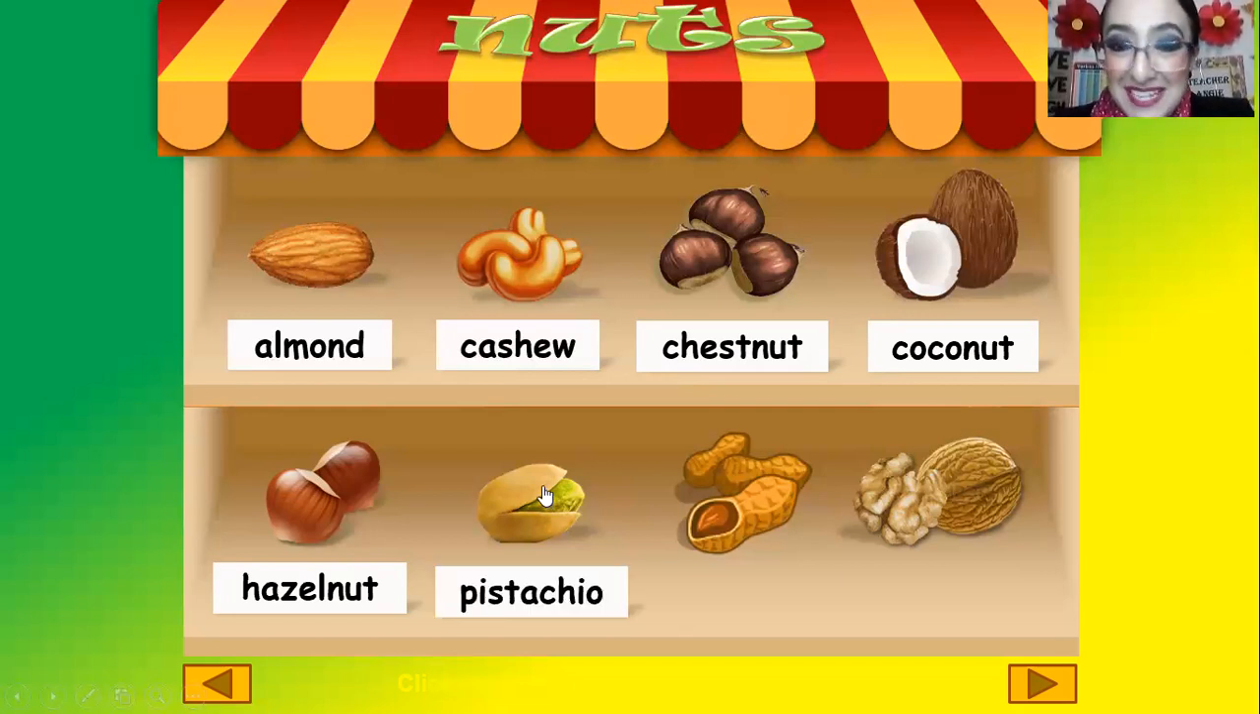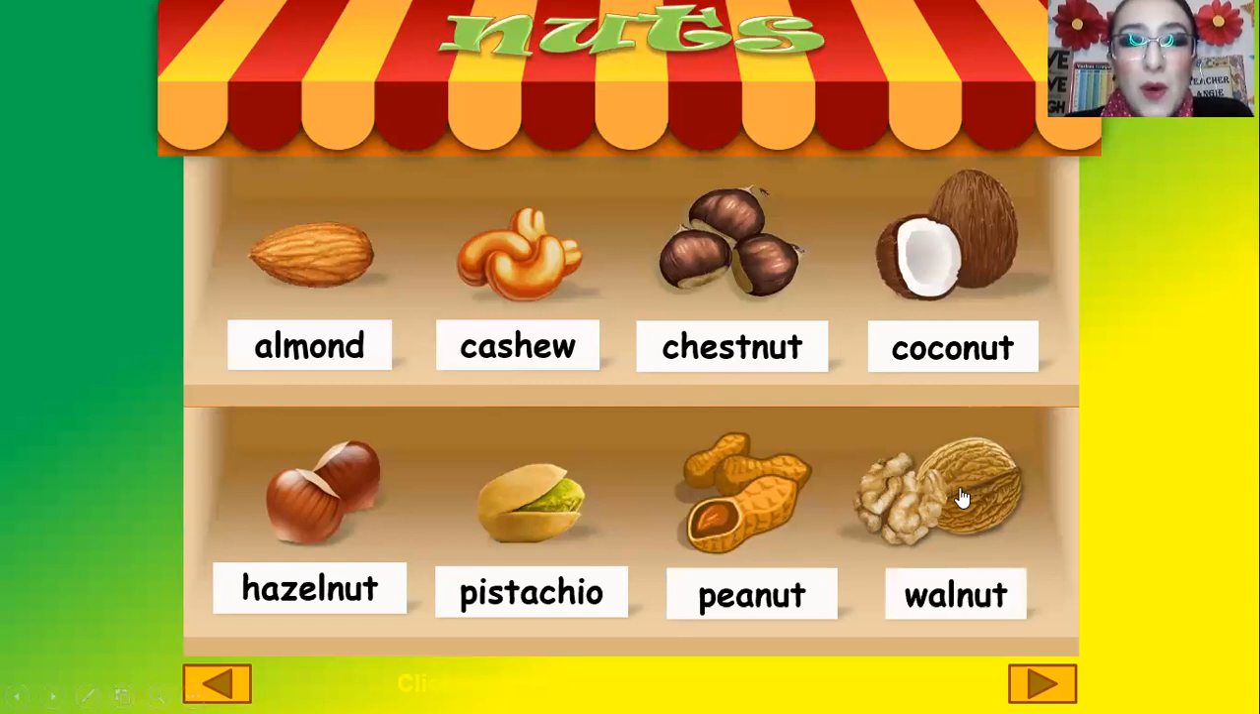Pistachio. El pistache. Peanut. Cacahuate. And the walnut, la nuez. Walnut, la maravillosa nuez. Qué rico, nada más este lado es de la India.